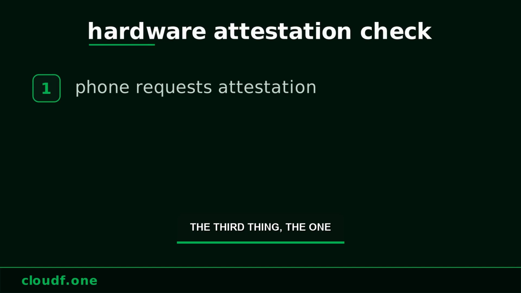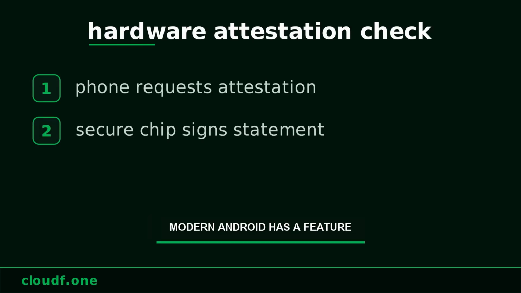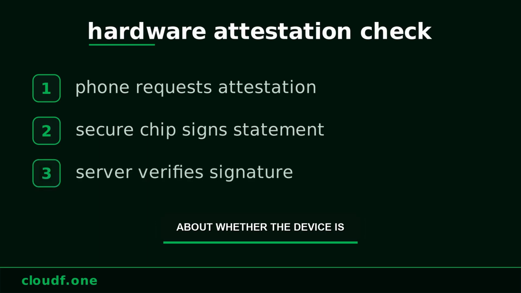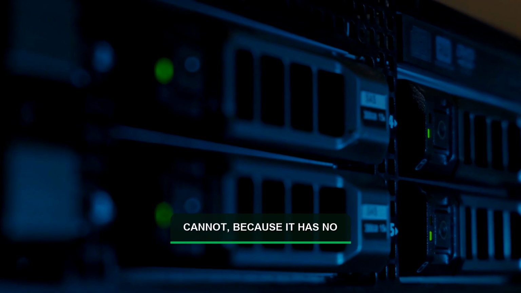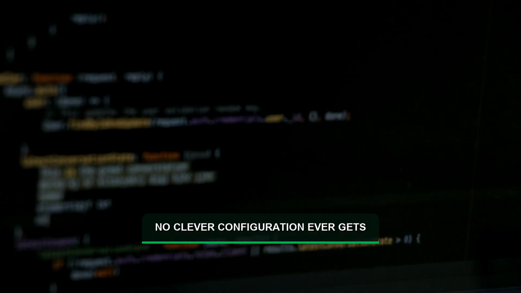And the third thing, the one you cannot talk your way around, is hardware attestation. Modern Android has a feature called Play Integrity, where the phone's own secure hardware signs a statement about whether the device is genuine and untampered. That signature is minted inside a chip that software on the phone cannot reach or forge. A real handset produces a strong verdict backed by that hardware. An emulator simply cannot, because it has no such chip to sign with. This is the wall that no clever configuration ever gets over.